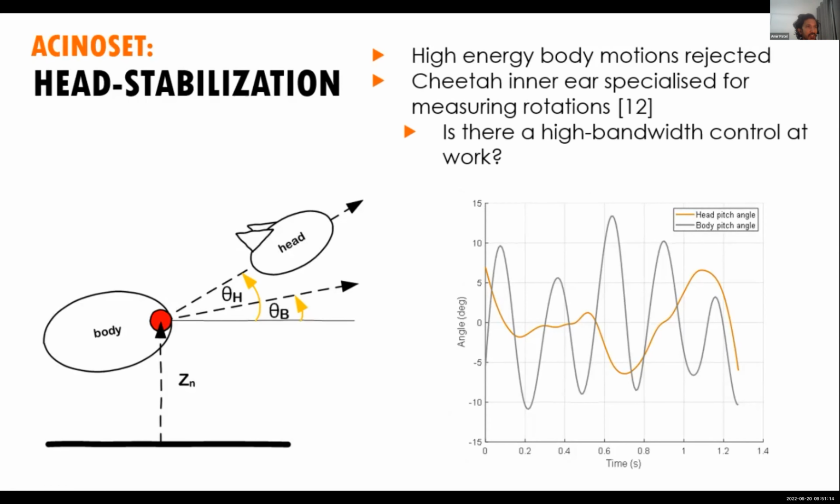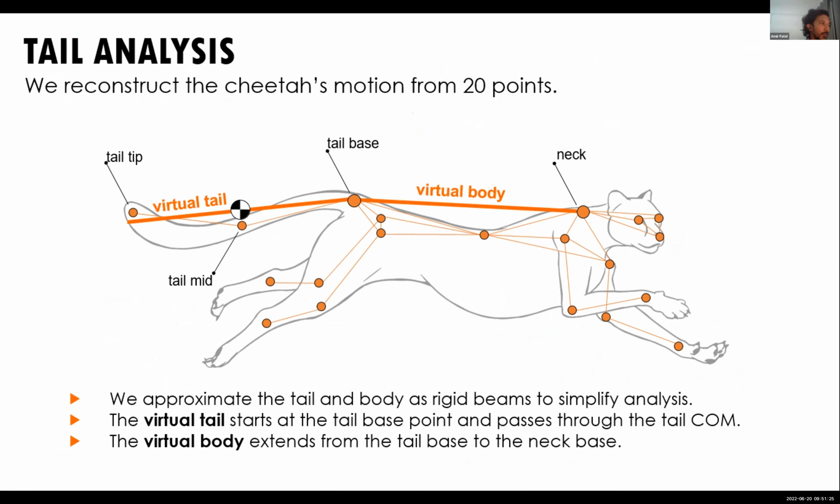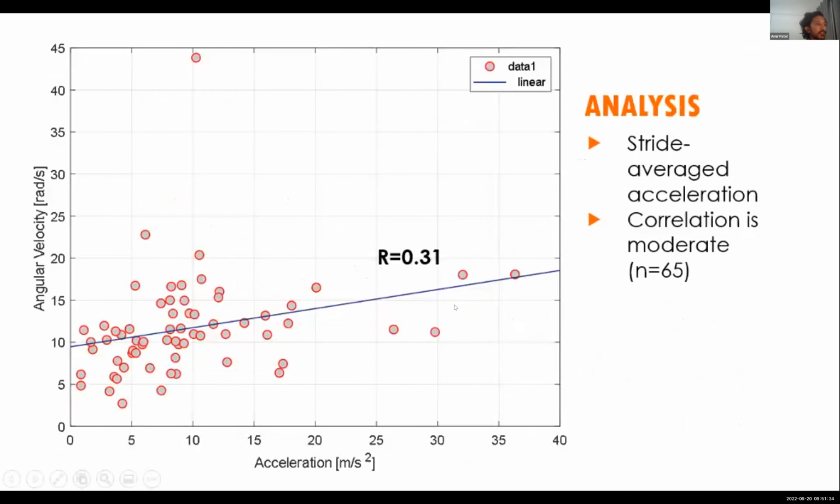We do know that the cheetah's inner ear is specialized for measuring really high bandwidth rotations. So could there be some high bandwidth control at work? And that's what we're currently looking at. And then the tail work, which is what I'm really interested in. We did a very simple two-body model here with a virtual tail and a virtual body, and started looking at acceleration of the cheetah versus the tail's angular velocity. It's not quite as strong a correlation as I would have liked, but I guess it's an initial start. I think we need lots more data.